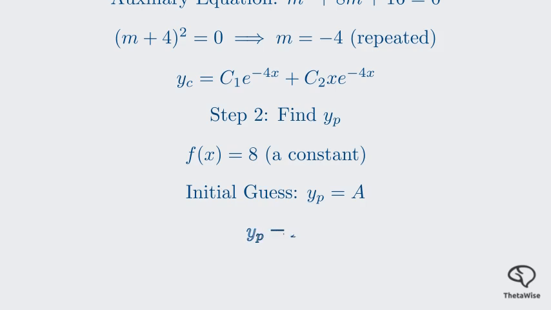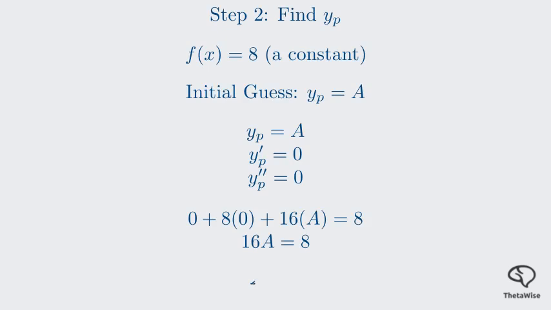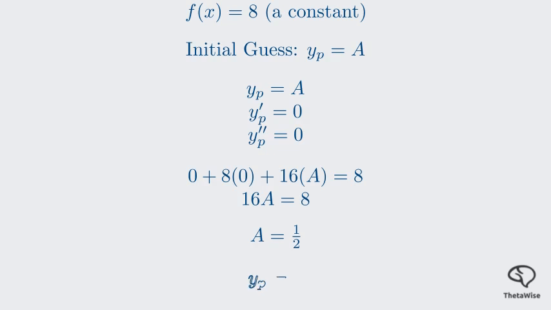If yp equals A, its first derivative is 0 and its second derivative is also 0. Substitute these back into the original equation. We get 0 plus 8 times 0 plus 16 times A equals 8. This simplifies to 16A equals 8. Solving for A, we find A equals 1/2. So our particular solution is the constant yp equals 1/2.